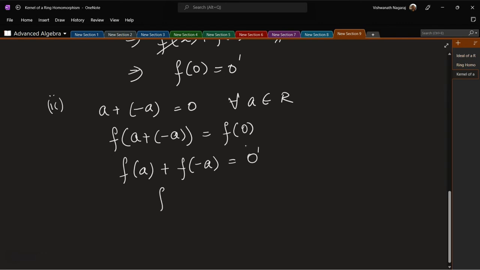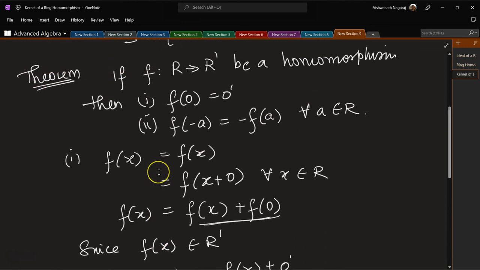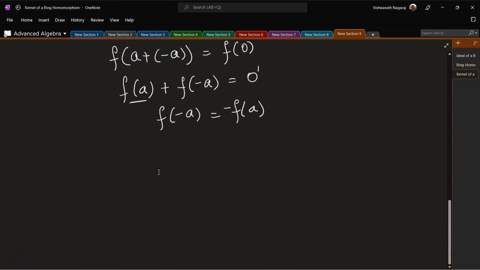Okay. Now f of minus a is equal to, we take this to the other side, we end up with minus f of a. So we end up with the second property, f of minus a is equal to minus f of a. So that is our first theorem. Now let's look at the second theorem.